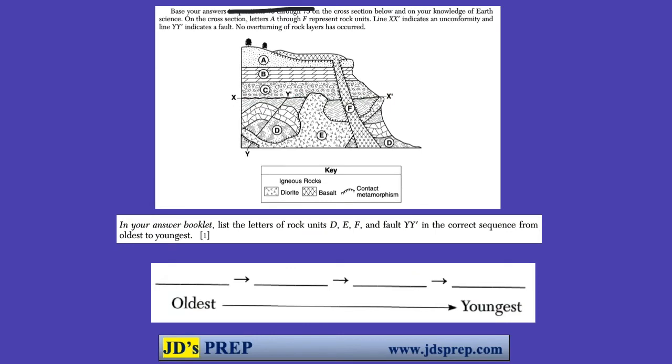And lastly, we're asked to list the letters of rock units D, E, and F, as well as the fault line here, in the correct sequence from oldest to youngest. So for starters, the oldest rock is going to be D. So we can see that D here is impacted by this fault, okay? And then this intrusion from E obviously came after that fault because it is not impacted by that fault. So after D comes the fault, and then E, and then we know that F is the youngest because the intrusion shown here is over this block of E.